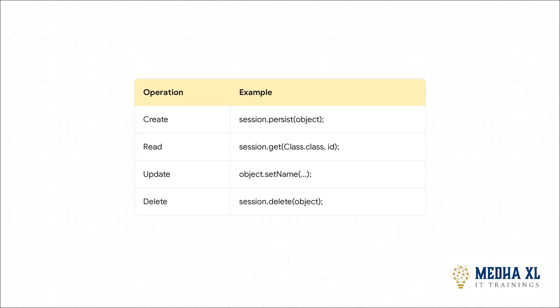What's amazing is that all the standard database stuff, create, read, update, and delete, is handled with these simple, intuitive methods. Reading an object is just session.get. Deleting is just session.delete. And updating is almost magical. You don't even call an update method. You just change the Java object's properties inside a transaction, and Hibernate automatically detects the change and updates the database for you. How cool is that?